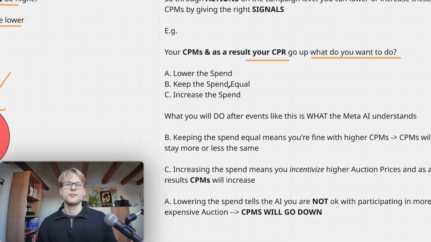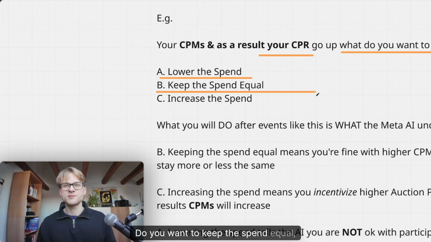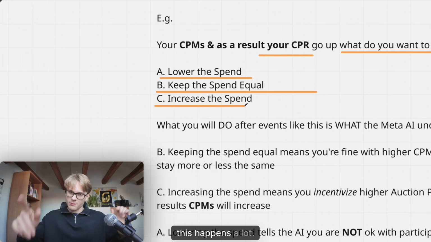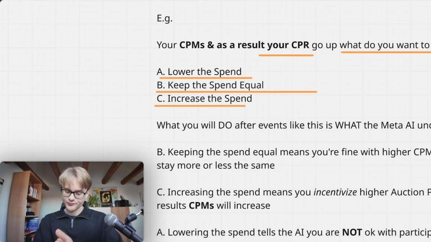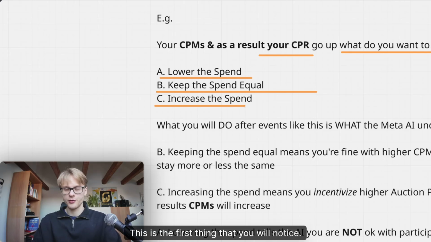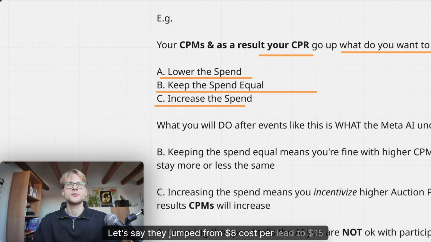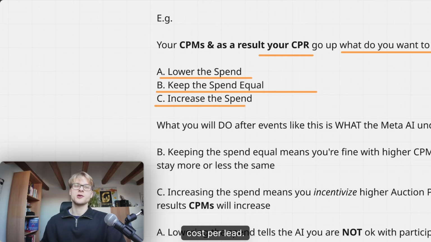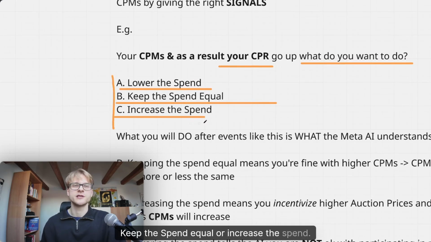What do you want to do? Do you want to lower the spend of the campaign, the daily spend? Do you want to keep the spend equal, or do you want to increase the spend? What do you want to do? Okay, this happens a lot. You log in to your ads manager, you see your CPMs are too high, you see your cost per results. This is the first thing that you will notice. They are too high, increasing by, let's say, they jumped from $8 cost per lead to $15 cost per lead if you're running a webinar campaign. What do you want to do? Lower the spend, keep the spend equal, or increase the spend?